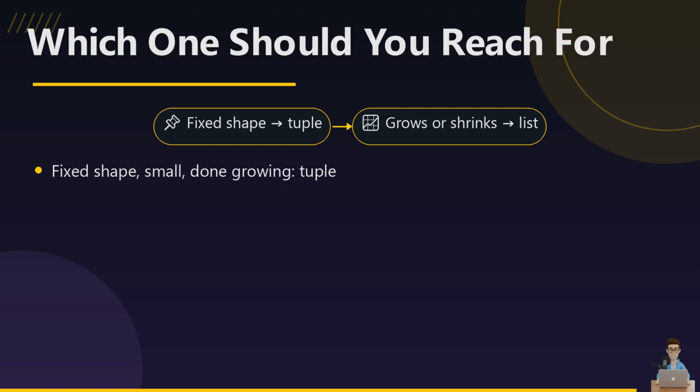So the practical rule of thumb, if you know the shape of the data up front and it's not going to change, a coordinate, a database row, reach for a tuple. If you're going to be appending, removing, or sorting things as your program runs, that's a list job. Pick based on what the data is meant to do, not just habit.